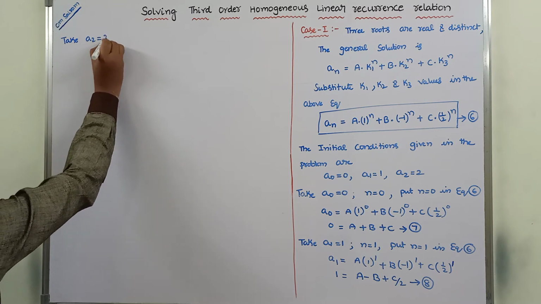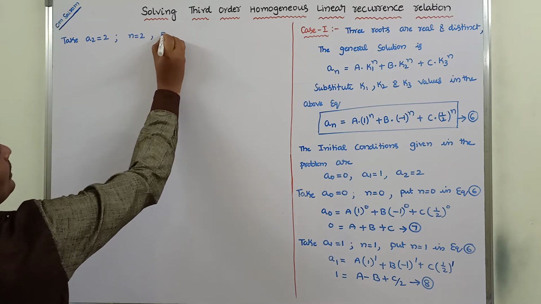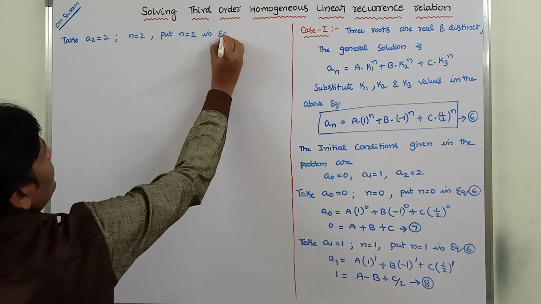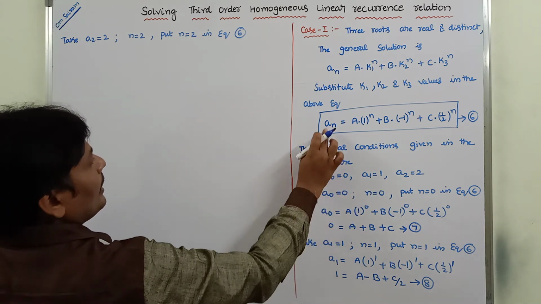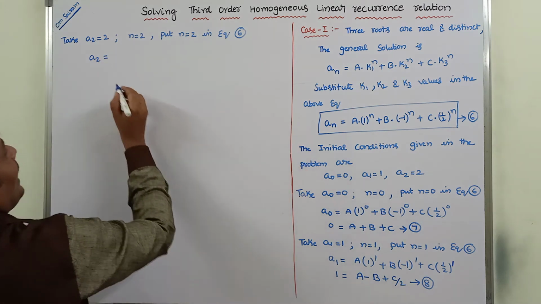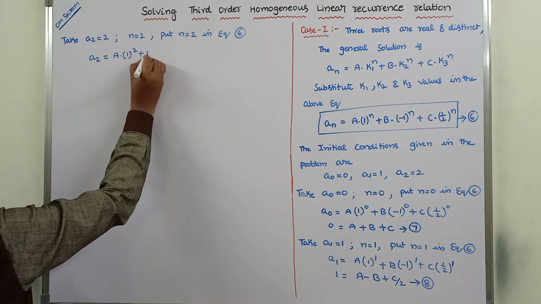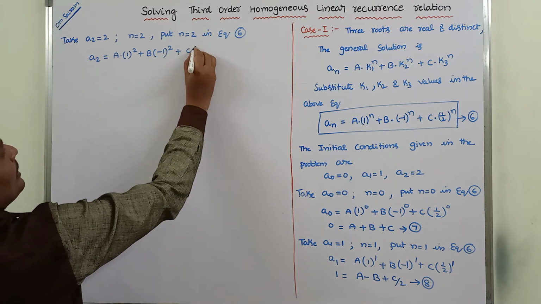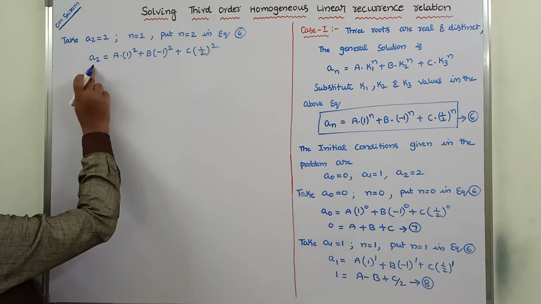The third initial condition, so take A2 is equal to 2. That means N is equal to 2. That is, put N is equal to 2 in equation 6. Okay. So A suffix N means A2. A2 is equal to A into 1 power 2 plus B into minus 1 power 2 plus C into half power 2.